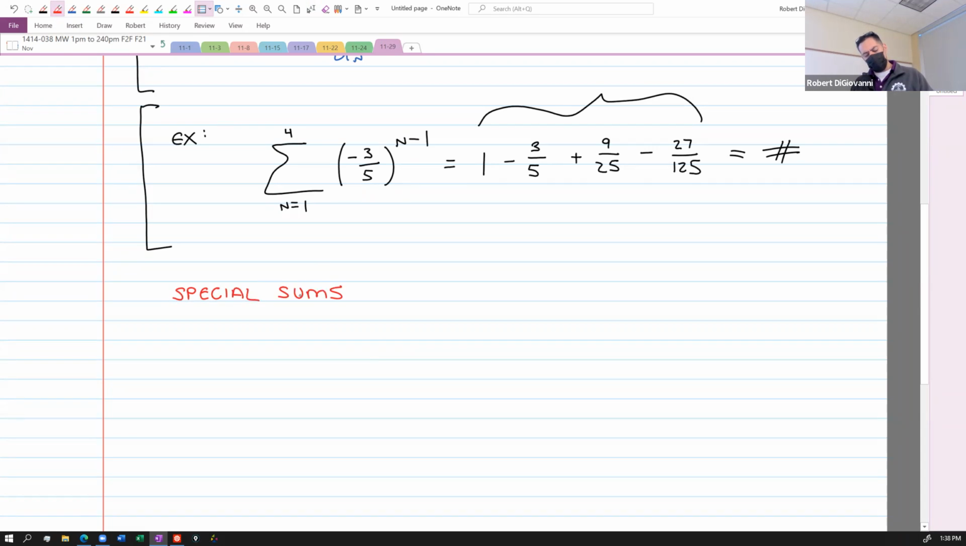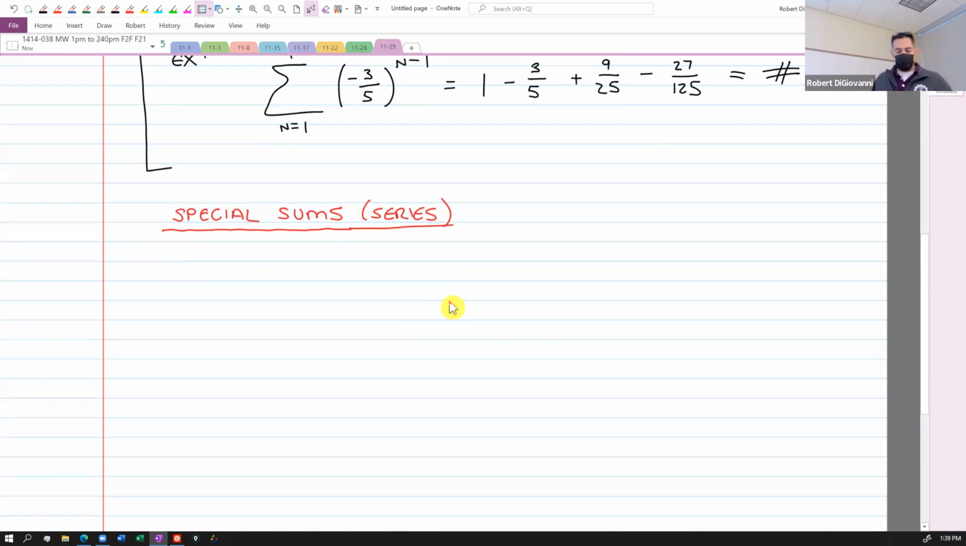These are ones that come up quite a bit. I'm going to put special sums, special series. All right, you know what? Let me put one more thing in here. Special finite sums or series.